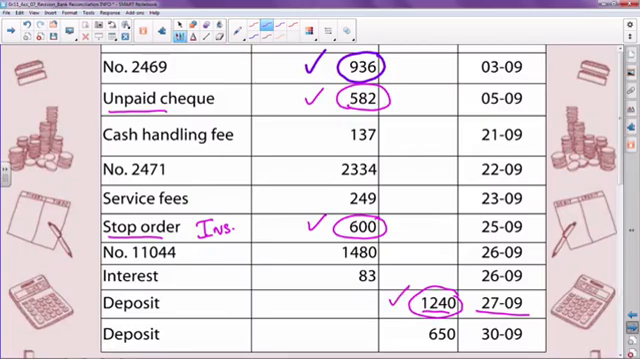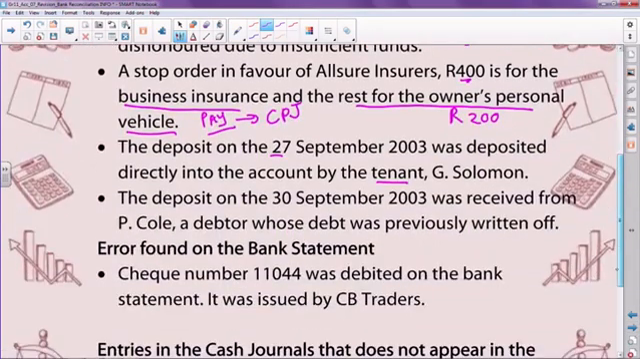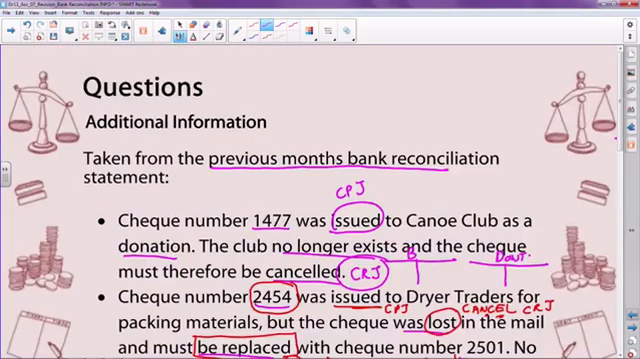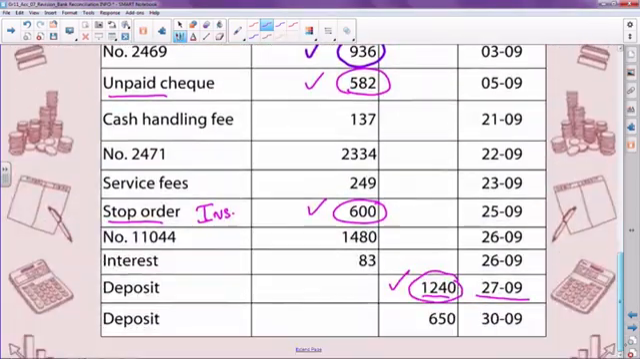The next entry to deal with. The deposit on the 30th of September 2003 was received from P. Cole, a debtor whose debt was previously written off. So we've got a debtor who is no longer a debtor because his debt was previously written off. Remember, guys, this is an example of bad debts recovered, which we definitely would have covered during the course of the year. So bad debts recovered, let's go to the amount. It's on the 30th. Bad debts recovered 650.